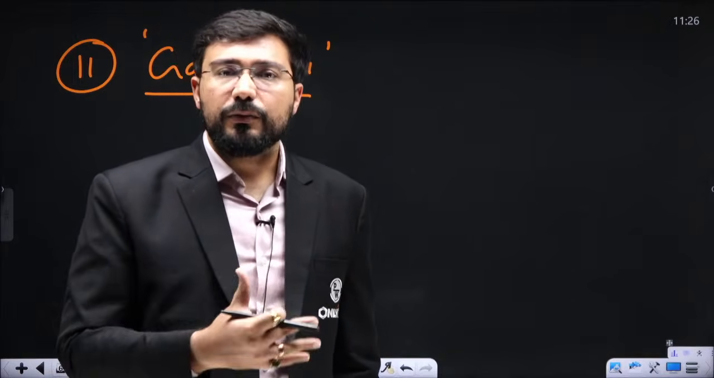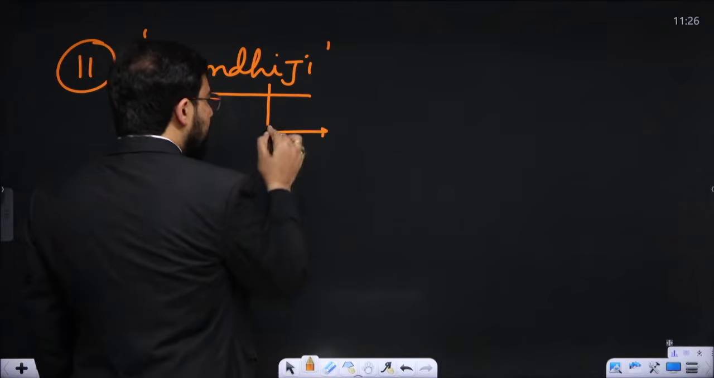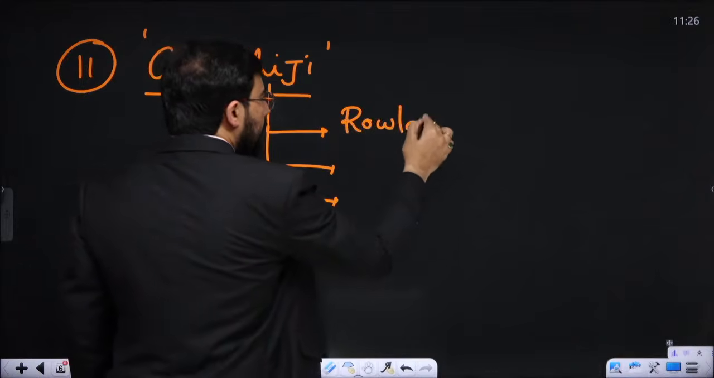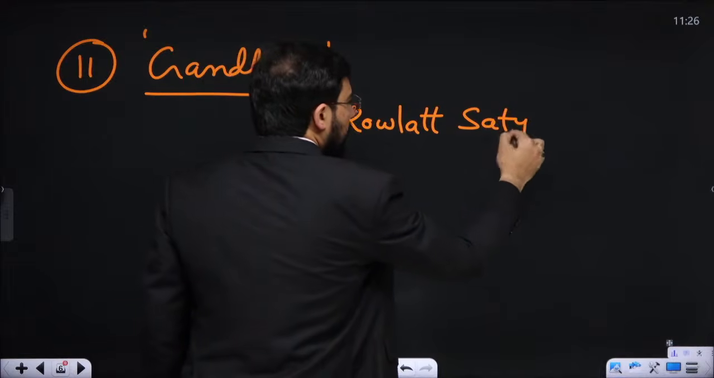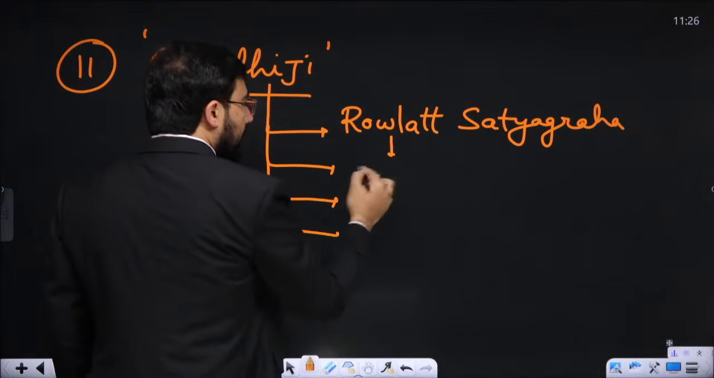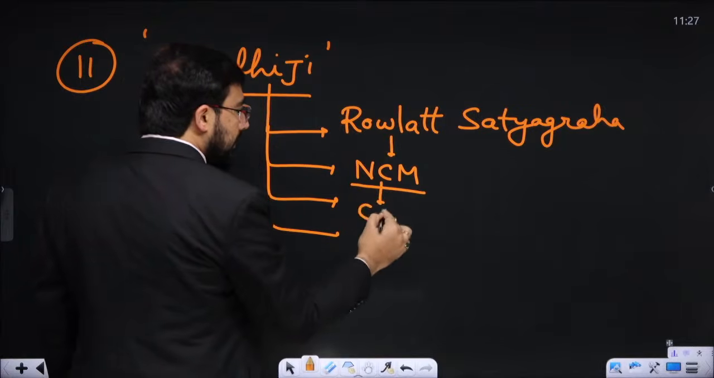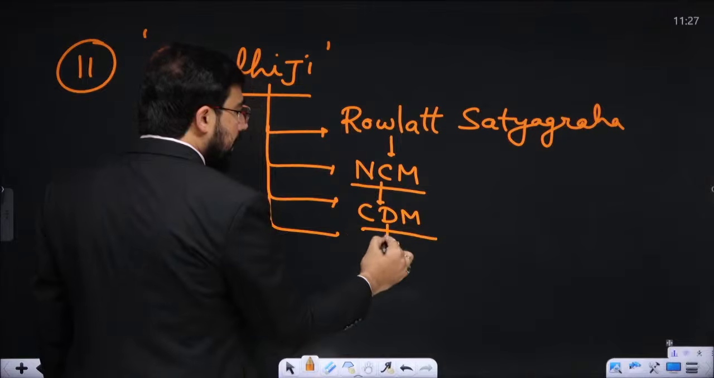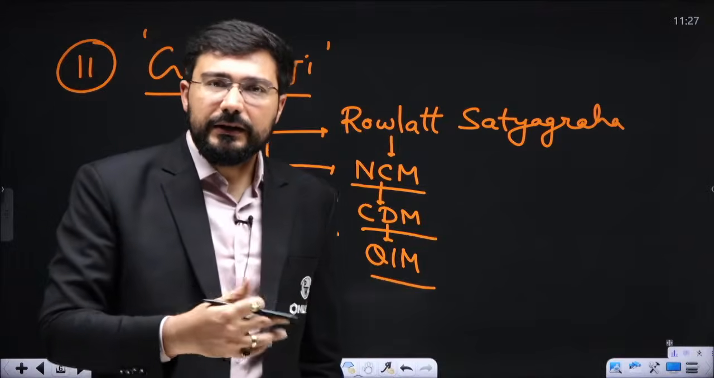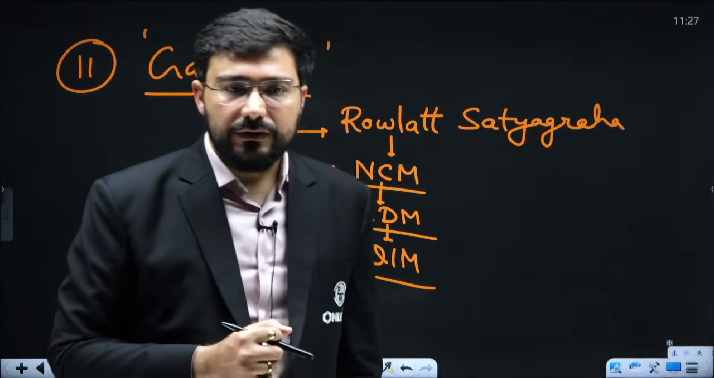So Gandhiji became responsible for this big fight with the British, and he led India in multiple movements, starting from the Rowlatt Satyagraha. Rowlatt was an act which inhibited the freedom of Indians, so he fought against it. After the Rowlatt Satyagraha, came the Non-Cooperation Movement, NCM, then the Civil Disobedience Movement, CDM, and later in the 1940s, he also led the Quit India Movement. These are the major active phases of the Gandhian struggle.